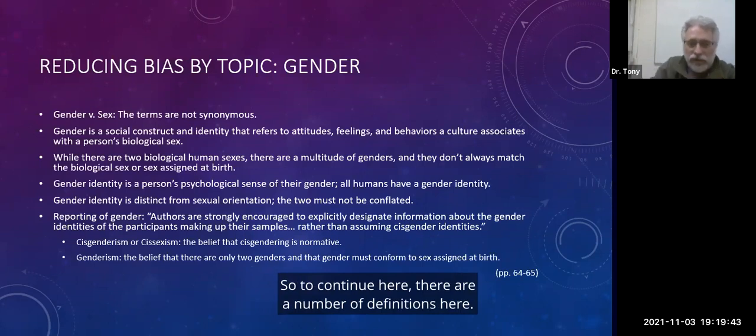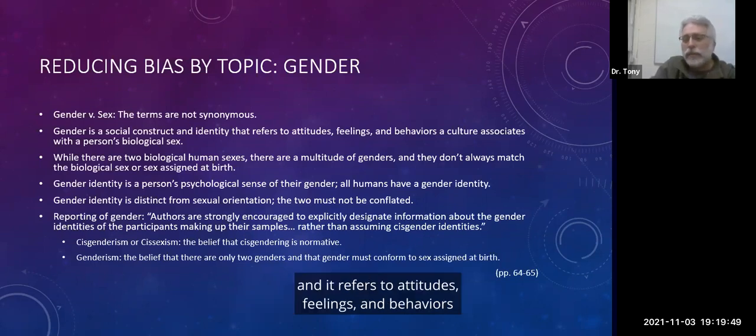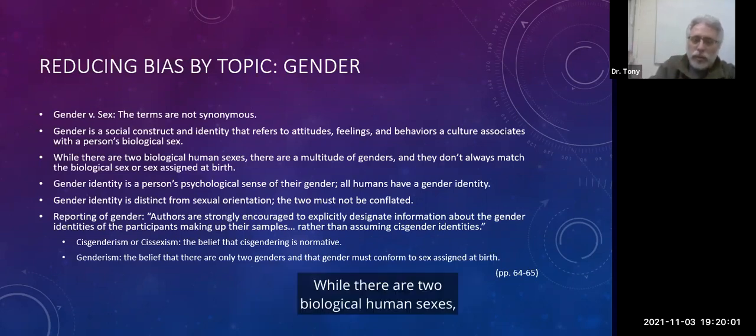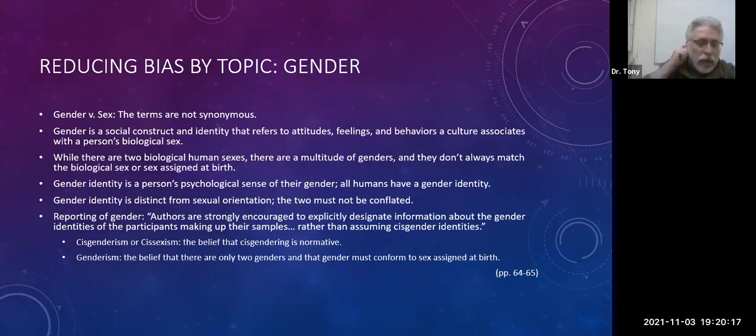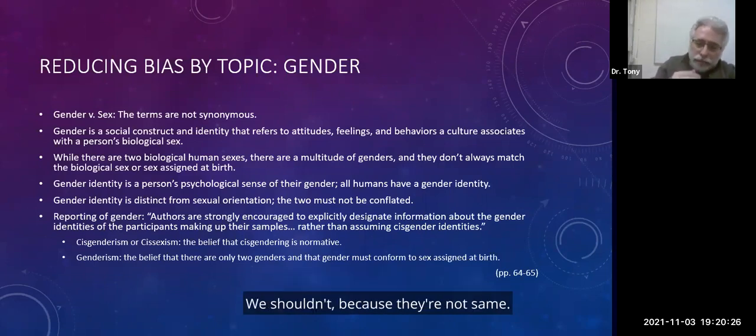So to continue here, there are a number of definitions here. Gender is a social construct and identity, and it refers to attitudes, feelings, and behaviors that a culture associates with a person's biological sex. Obviously, sometimes those two things don't go together. While there are two biological human sexes, there are a multitude of genders, and they do not always match the biological sex or sex assigned at birth. So gender identity is a person's psychological sense of their gender, and all humans have one. We all have gender identity. It's also distinct from sexual orientation, and there are people who do sometimes conflate the two. We shouldn't, because they're not the same.